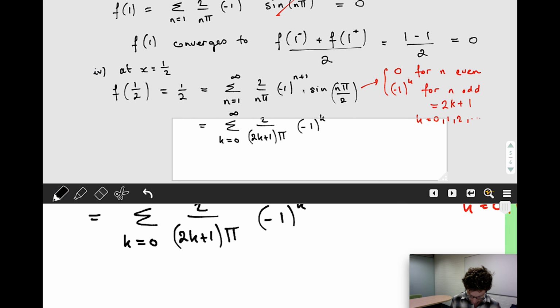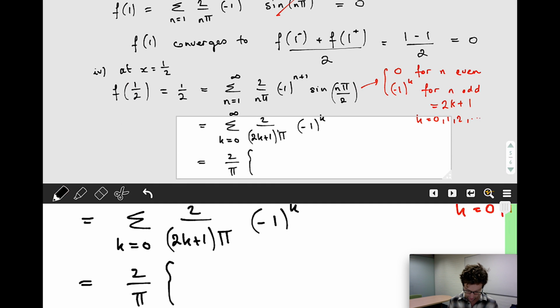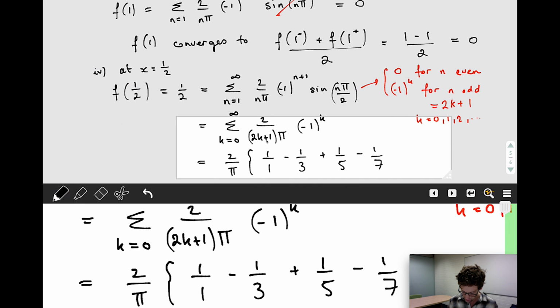So let's write out a couple of the terms in this expression. We're going to have a factor of 2 over pi out the front. And then we're going to have minus 1 to the power of k divided by 2k plus 1. So for k equal to 0, that would be 1 over 1. For k equal to 1, I'd get a minus 1 from this expression, and I'd get 1 over 3. K equal to 2 would give me minus 1 squared, giving positive 1 over 5. And so you can see I'm getting plus or minus 1 over the odd numbers.